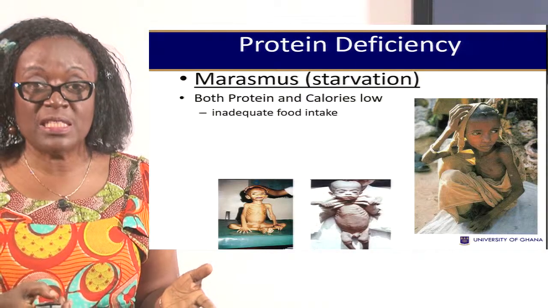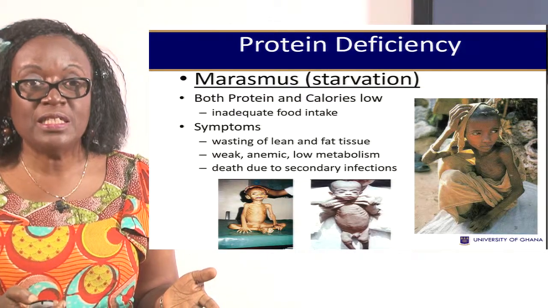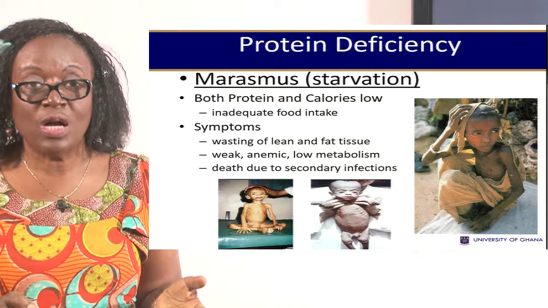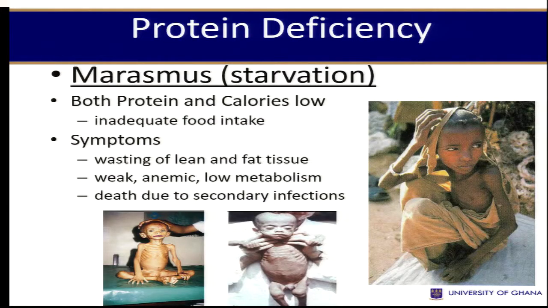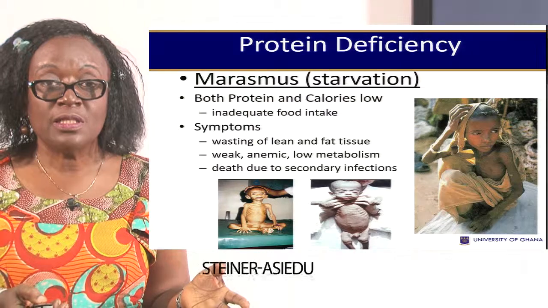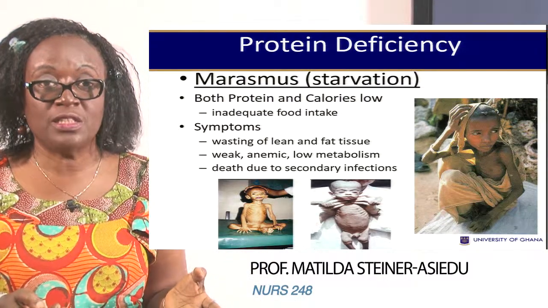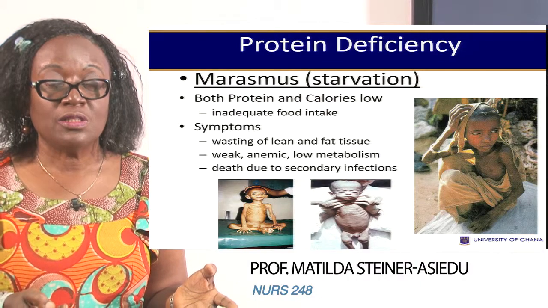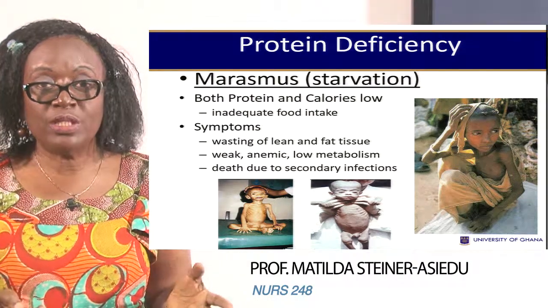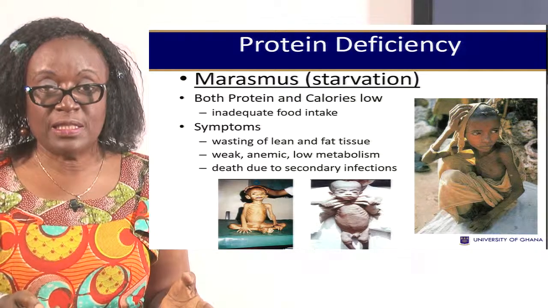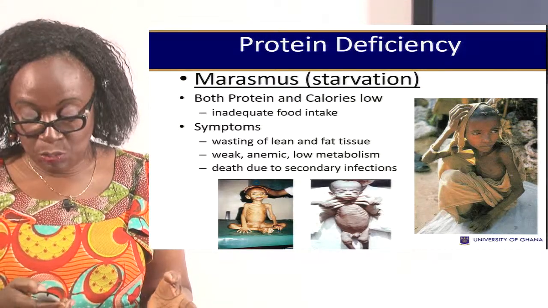Then we also have the Marasmus. As I mentioned here, the child is basically starved. The child has lost all subcutaneous fat, and has lost all muscle. So this is starvation. And I'm sure since you'll be in the hospital, you see a lot at the children's block as well as at the Princess Marie Louis Hospital, the children's hospital. So both protein and carbohydrates is a challenge for such a child with Marasmus. So the child is wasted, very weak, very anemic, and death is very common among this particular group of children with Marasmus.